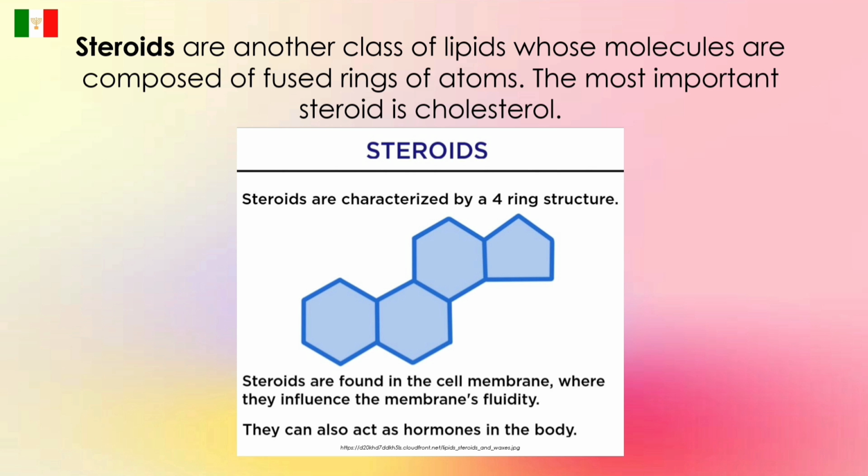Steroids are another class of lipids whose molecules are composed of fused rings of atoms. Steroids are vital as hormones, which are chemical signals used in the body. The most important steroid is cholesterol, but excessive levels of cholesterol in the blood can lead to deposits in the arteries of the heart.